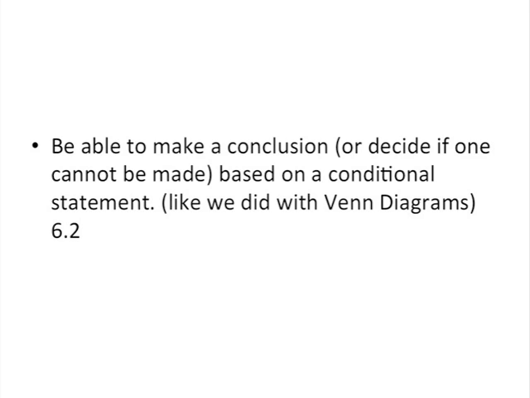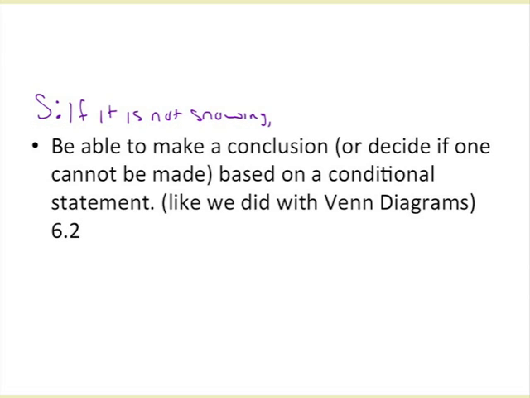You should be able to draw a conclusion or decide if one cannot be made based on a conditional statement. We used Venn diagrams to illustrate this. You do not have to use Venn diagrams, but you could. Let's say our statement is, if it is not snowing, then I am happy. In these problems we're always assuming an original statement is true. That's a given. This is our given information, our given statement.